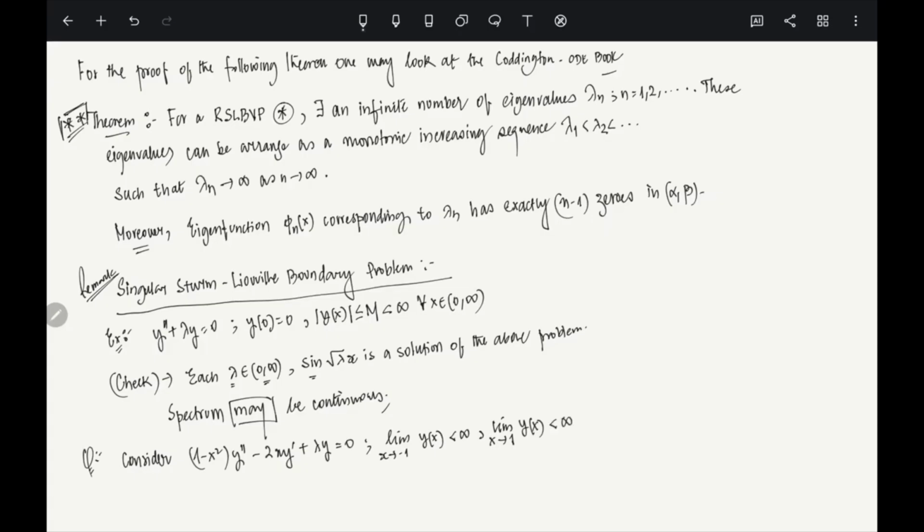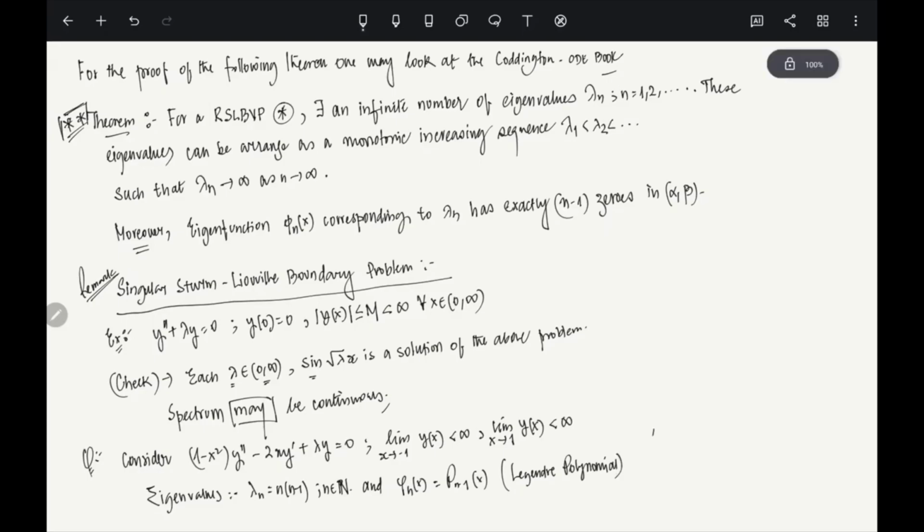Now I want you to find the eigenvalues of this problem. Or maybe let me give it: the eigenvalues are given by lambda n equals n minus 1, where n is in the natural numbers, and the eigenfunctions phi n of x will be given by P n minus 1 of x. These are the Legendre polynomials. Now, can you show this? Please check this part, and try to do it.